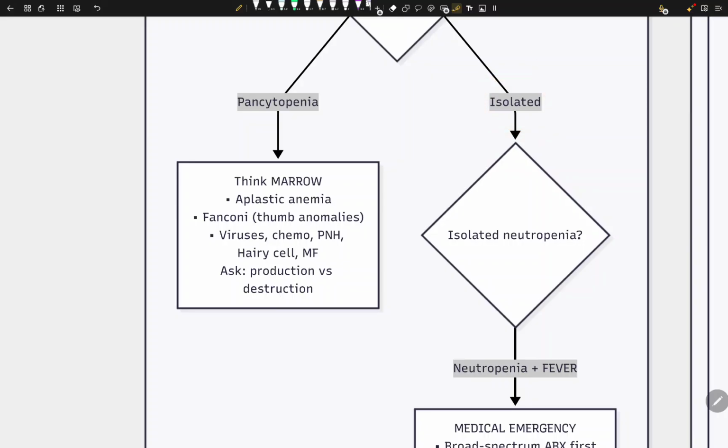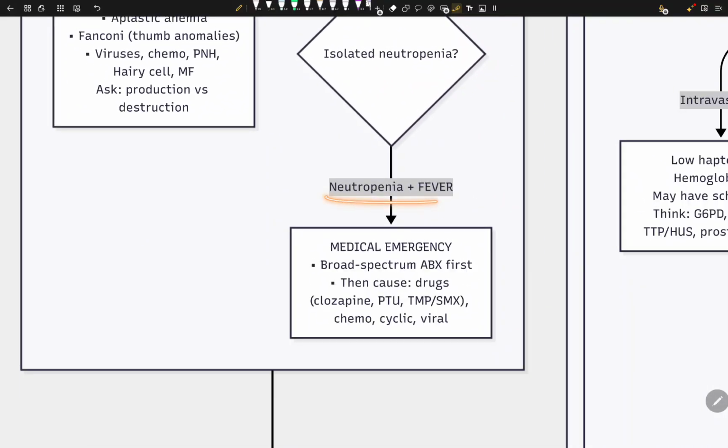cytopenia, we want to think about neutropenia. What kind of neutropenia is that? Do we have neutropenia and fever? If we have this fever, it's a medical emergency. We want to give them broad spectrum antibiotics, right? Then we want to think about the cause of this neutropenia. So whenever we have a patient or a question in which we have neutropenia, the first thing we want to do is broad spectrum antibiotics.